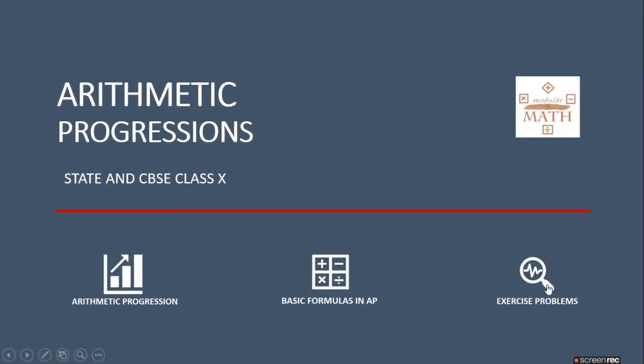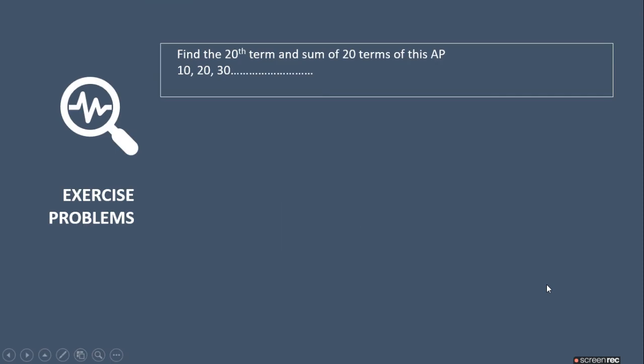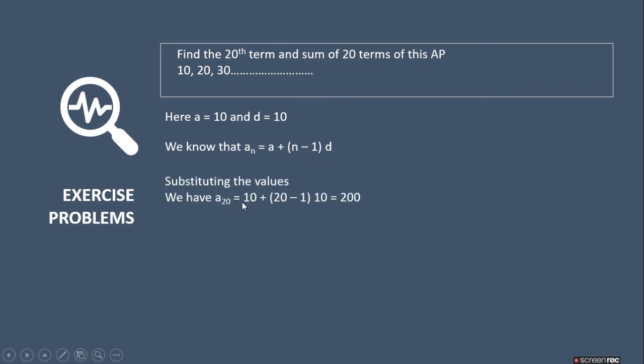Next we go to the exercise problems. Find the 20th term and sum of 20 terms of this AP, 10, 20, 30, etc. Here the first term a equals 10 and the common difference d equals 20 minus 10 equals 10. Then we have to find the 20th term. We know that an equals a plus n minus 1 into d. So substitute the values of a, d and n here. Then a20 equals 10 plus 20 minus 1 into 10 equals 200.